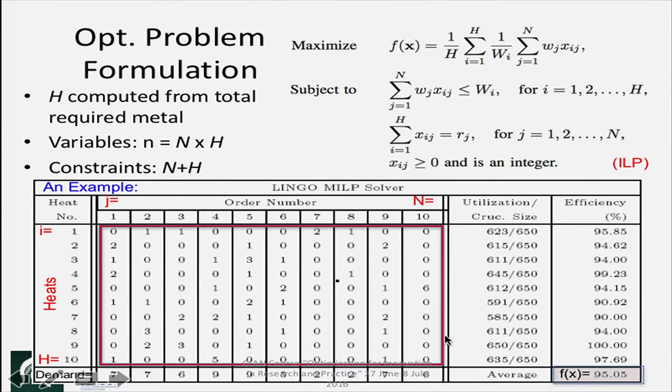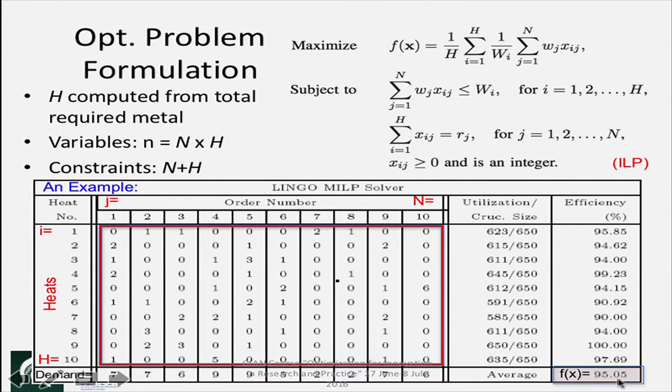Now, instead of a vector, we have a matrix. That's the only difference. Second heat, you make two copies of the first casting, one copy of the fifth, and two copies of the ninth, and you will be utilizing 615. And you have a utilization of 94.62%, like that. Once you have these XIJ values, the weights are known for each of these castings, you can compute this, and you compute this as well, and eventually take an average of all that, and you get 95.05%.